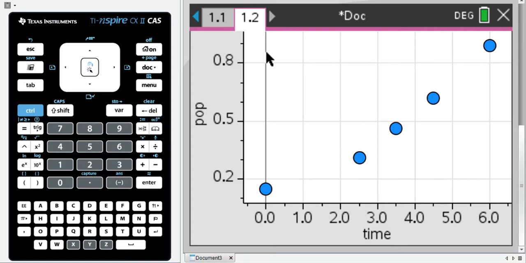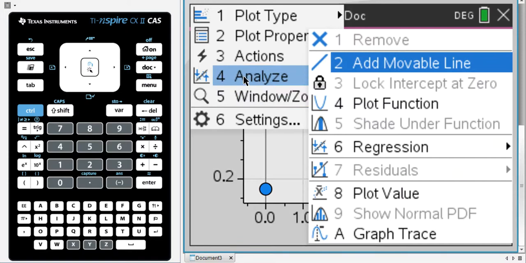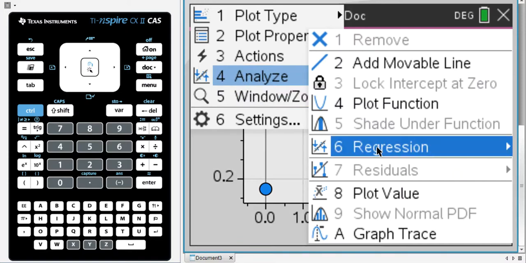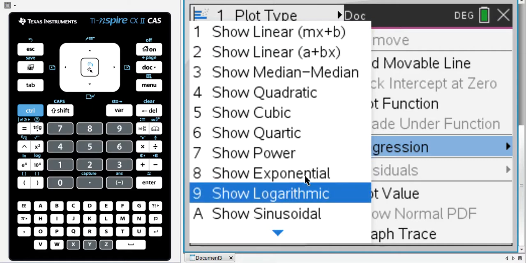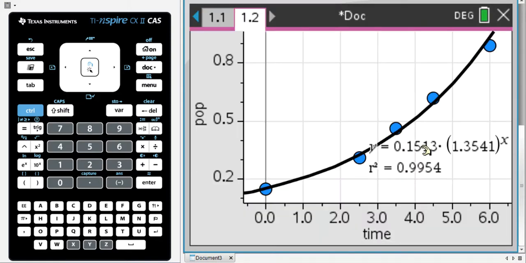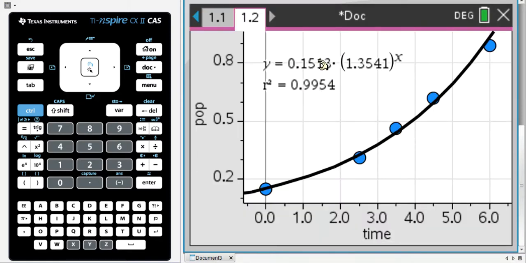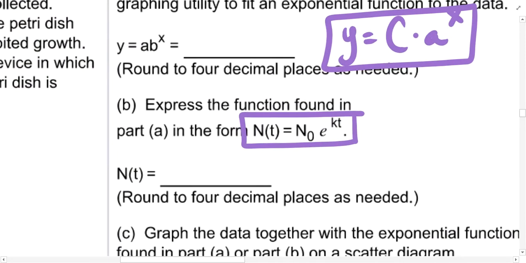And this data does appear to be roughly exponential, so we'll ask the calculator to find the curve that fits this particular data. If we go into Menu and then choose option 4, then option 6 for regression, we can specify the logarithmic or exponential growth that we're after. In this case, it looks exponential to me, not logarithmic. So we'll choose exponential, and this calculator is set to display at least 4 decimals, and I'm in pretty good shape because the instructions here do ask for 4 decimal places this time.